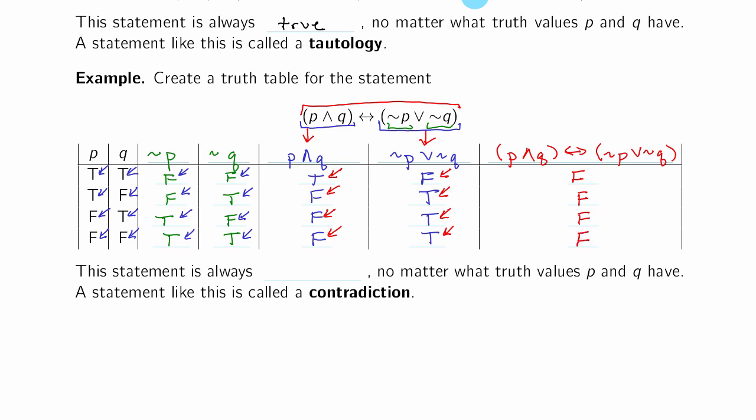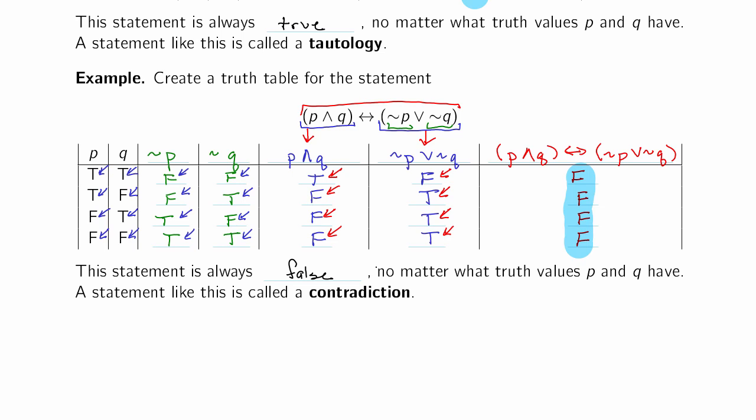So looking at this column, we see that this statement is false no matter what. This statement is false no matter what P is, no matter what Q is. When we have a statement that is false no matter what, that is called a contradiction.